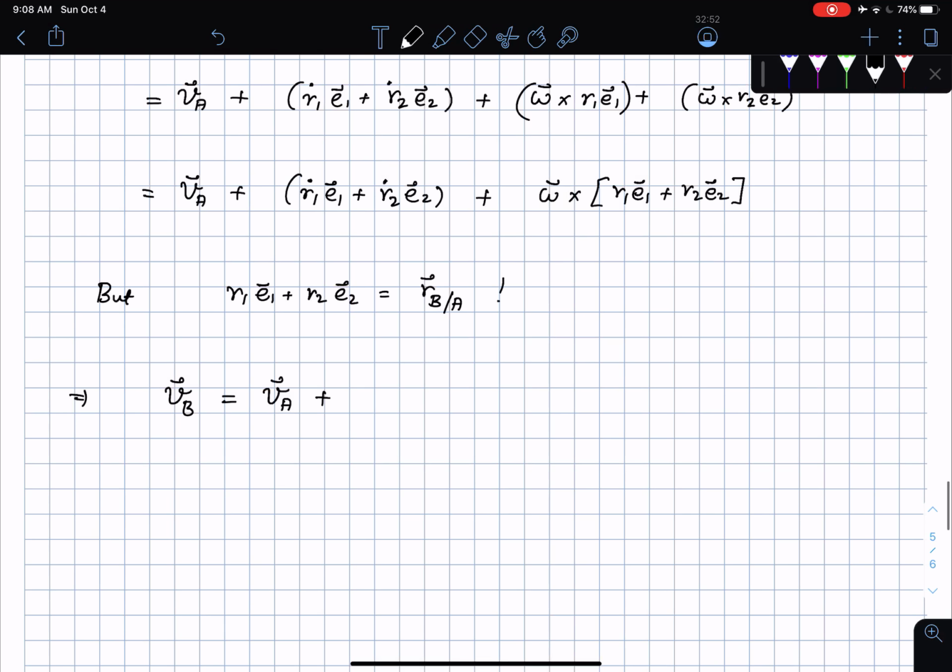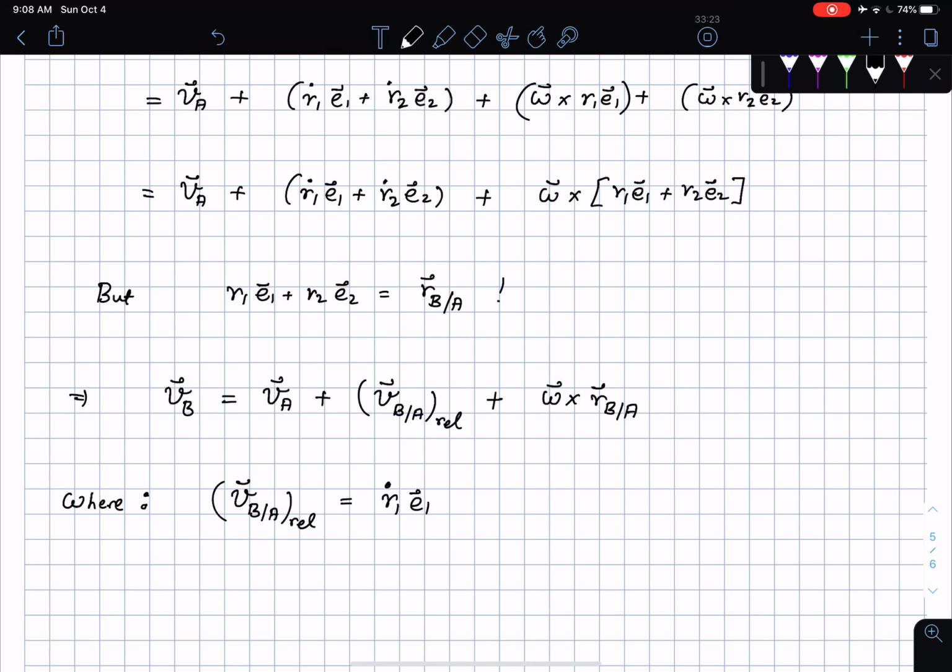Okay, which tells me that VB is equal to VA. Now watch this. I'm going to write a new expression: VB slash A relative plus omega cross R B slash A, where VB slash A relative is going to be R1 dot E1, R2 dot E2.